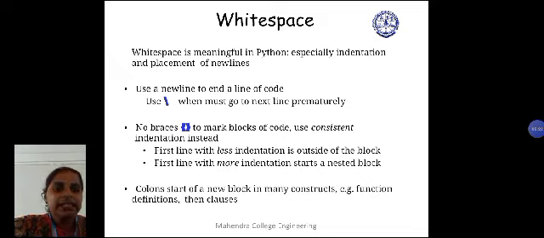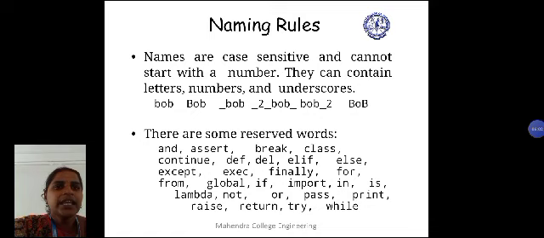The first line with the least indentation is outside of the block, and the first line with more indentation starts the nested block. Colons are used here. There is a difference between other languages and Python. In Python, we don't terminate each line; we terminate only conditions or loops with the colon symbol. But in other languages, we terminate each line with a semicolon. For example, in Python a colon starts a new block in a main construct, such as function definitions, classes, and if loops.